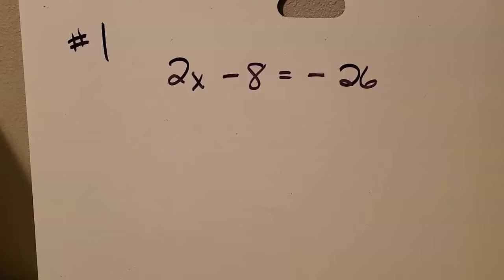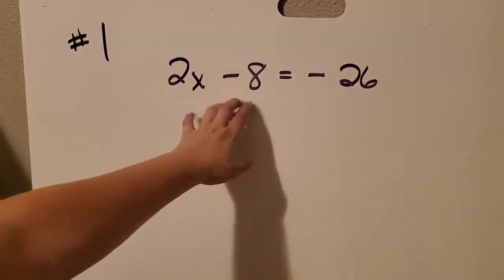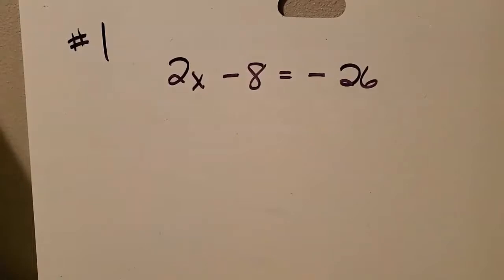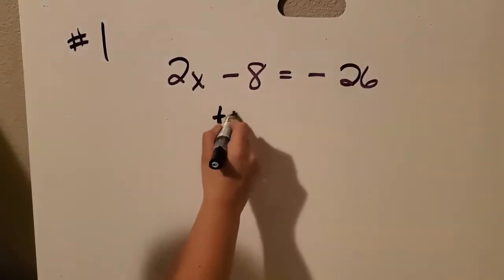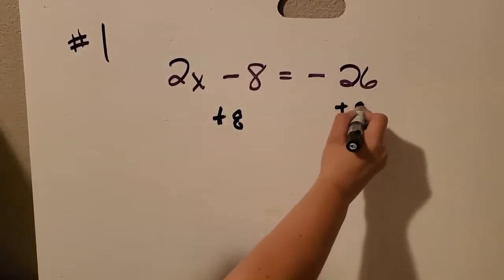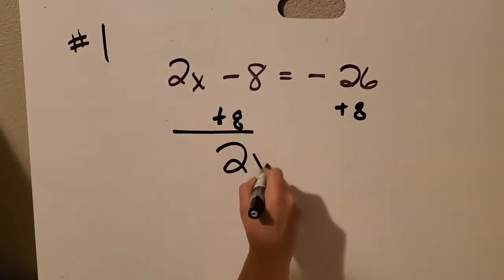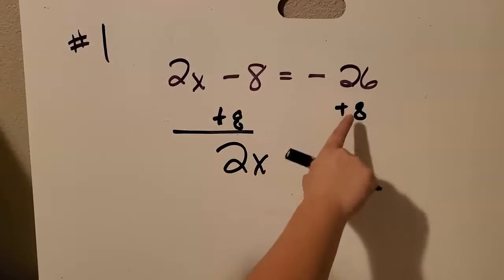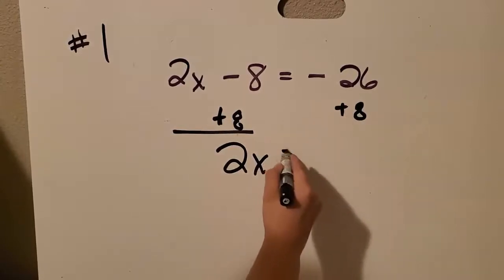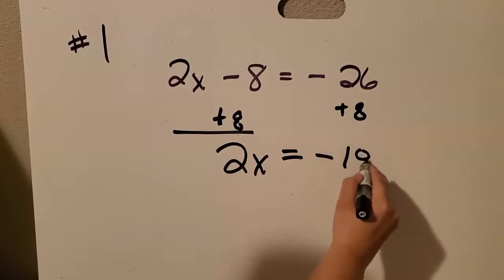And we're going to use some of the equality properties we talked about in our Zoom meeting yesterday. On the left-hand side, we have 2x minus 8 equals negative 26. And we're trying to get x all alone away from the other numbers. So the first thing I'm going to do is move 8 to the other side by adding 8 to both sides. So plus 8. Remember, if you do it to one side, you have to do it to the other. And that gives us 2x on the left, and negative 26 plus 8, which equals negative 18.